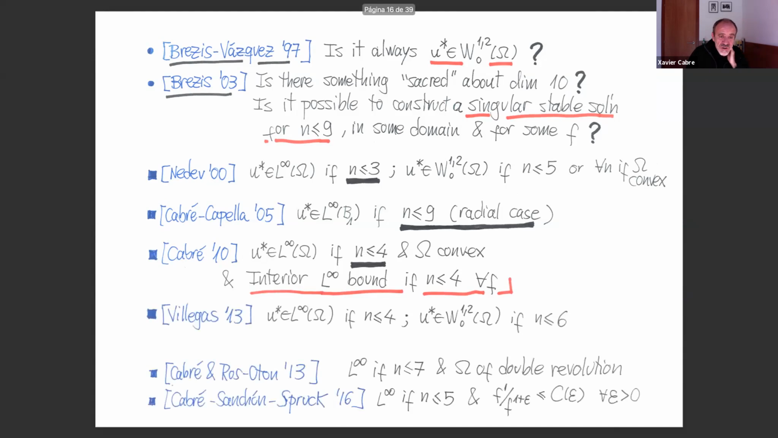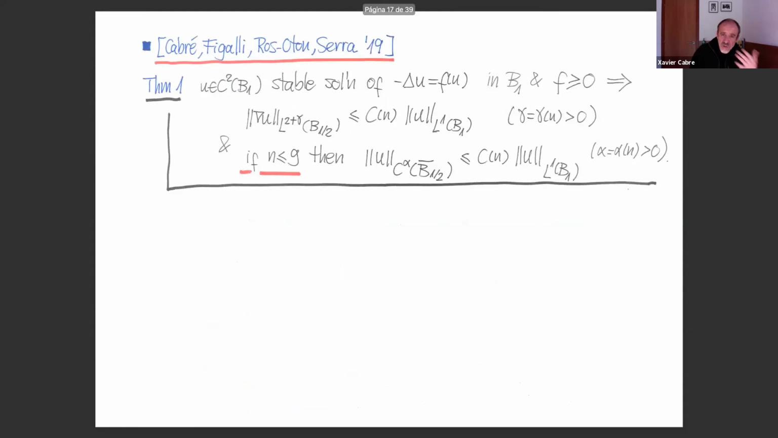There was some partial progress that I did with Rosoton or with Manuel Sanchón and Joel Spruck, but they are rather partial and they need assumptions on the domain or on the nonlinearity. So I will skip this. They were not really satisfactory. They were attempts. So this is the main theorem, the first theorem with Alessio, Xavier, and Joaquim.